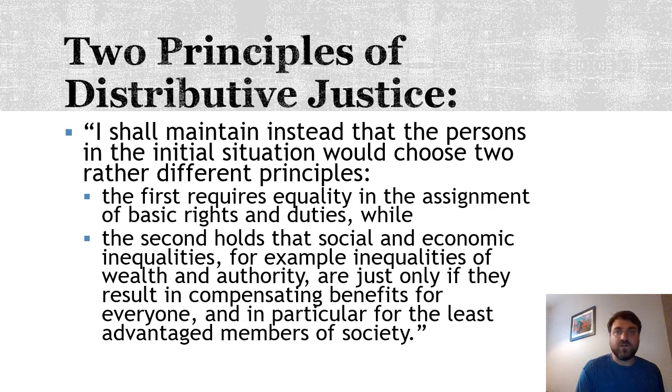The kinds of inequalities you're not going to have a problem with, Rawls thinks, even from behind the veil of ignorance, are the ones that have some compensating benefits, right? So if there's some inequality that ends up just being good for everybody, or some inequality that ends up being good for the least advantaged, then it's more likely that you'll accept it from behind the veil of ignorance. So let's take a look at a couple of good examples of inequalities that would be acceptable from behind the veil of ignorance.